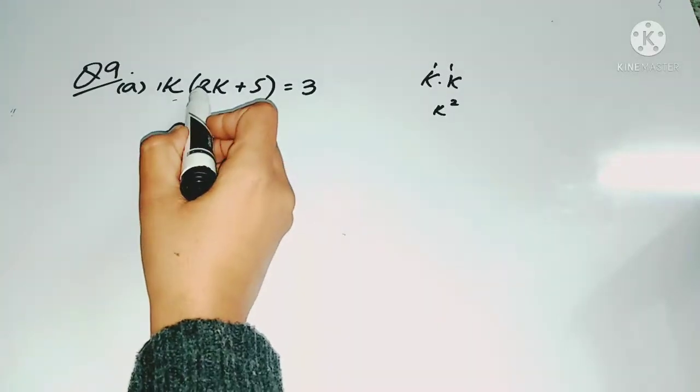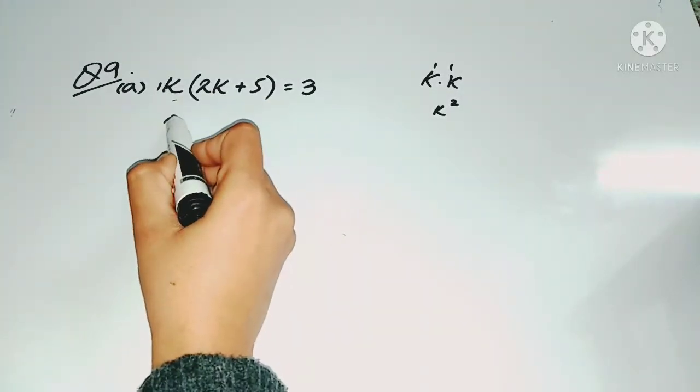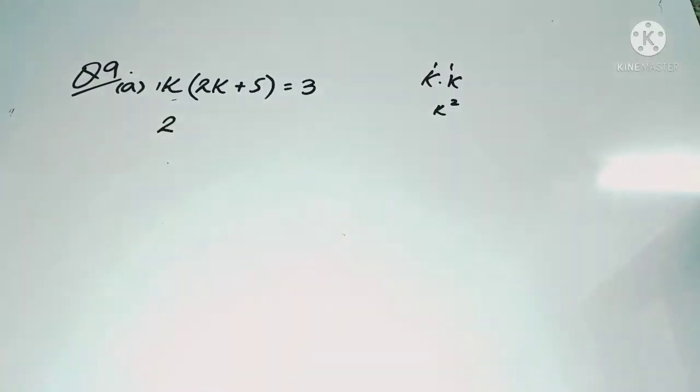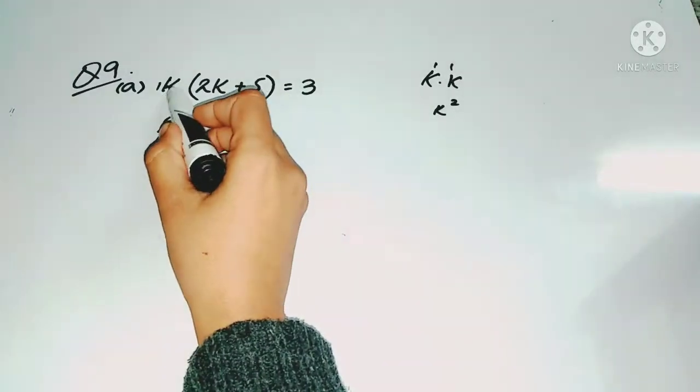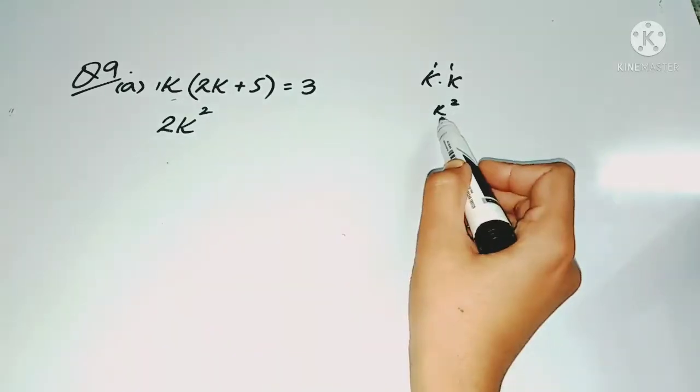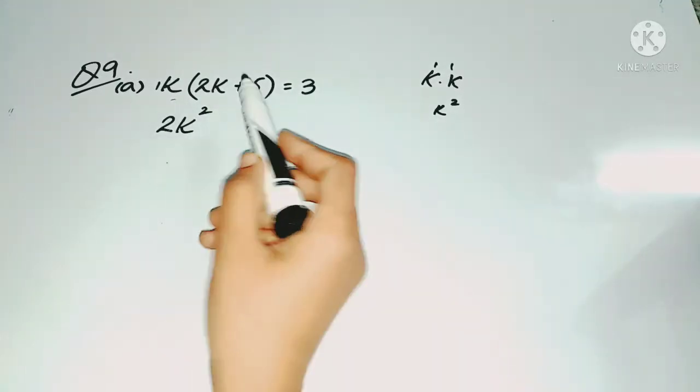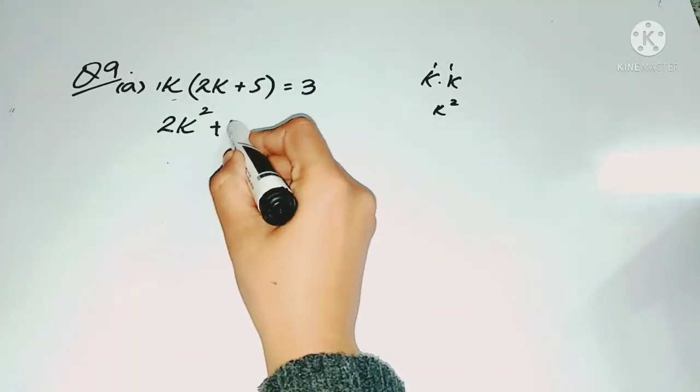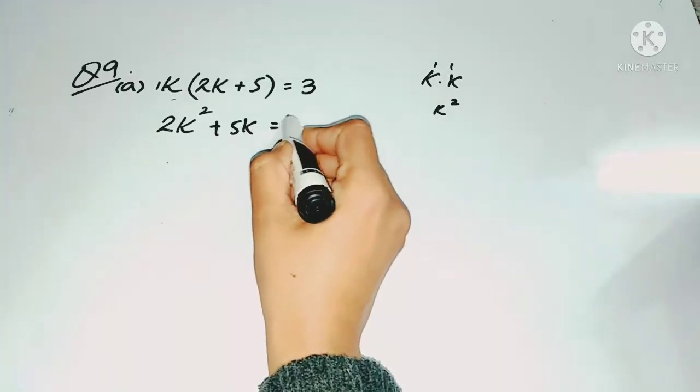So first multiply the coefficients. 2 ones are 2. Now multiply the variables. k with k is k square, as I have told you. And now you'll multiply k with 5. So k fives are 5k is equal to 3.